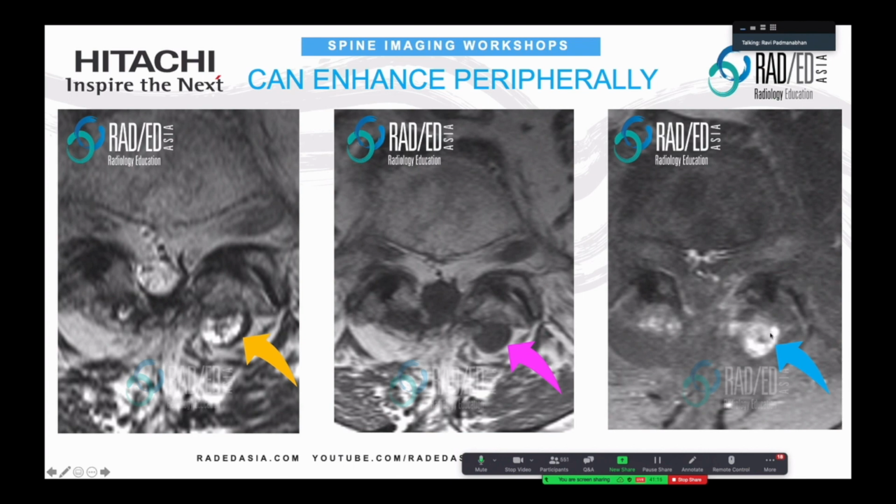But I think the thing is that if you happen to give contrast, now something like this, you really don't need to give contrast. But if you happen to give contrast and you see enhancement, it shouldn't put you off calling it a cyst. Given the location of it, the appearance of it, the fact that it enhances, it's still a cyst.